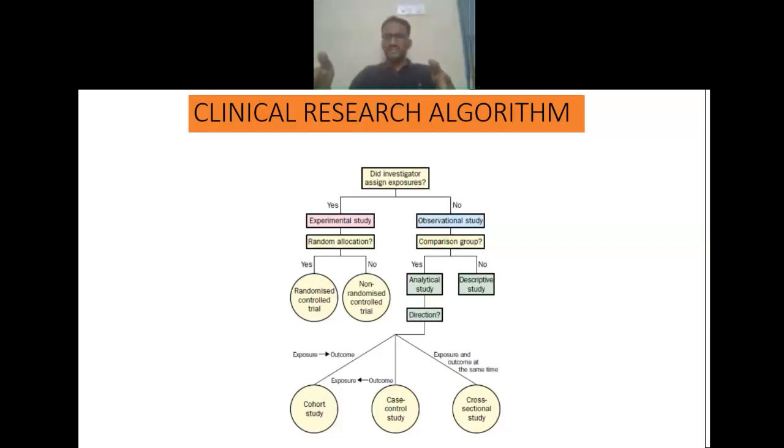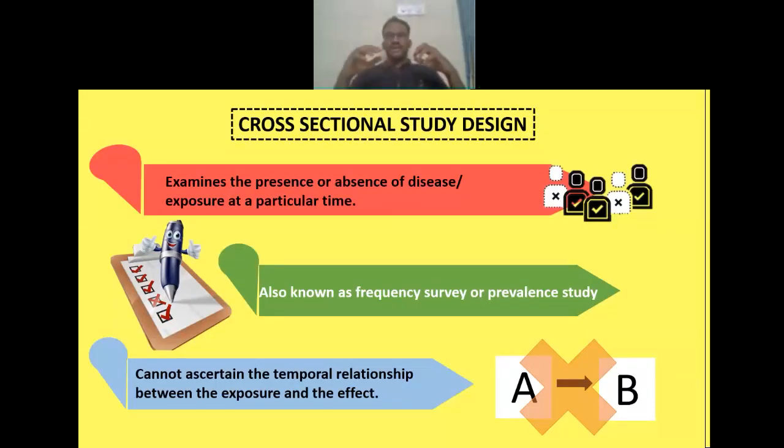A cross-sectional study is a one-time study design where we see the exposure and outcome at the same time. This is the basic clinical research algorithm. Now, today's topic is mostly towards cross-sectional study designs. What are cross-sectional study designs? As I have just mentioned, it examines the presence or absence of the disease as well as the exposure at a particular point of time, at one point of time. This is also known as a frequency survey or prevalence study.